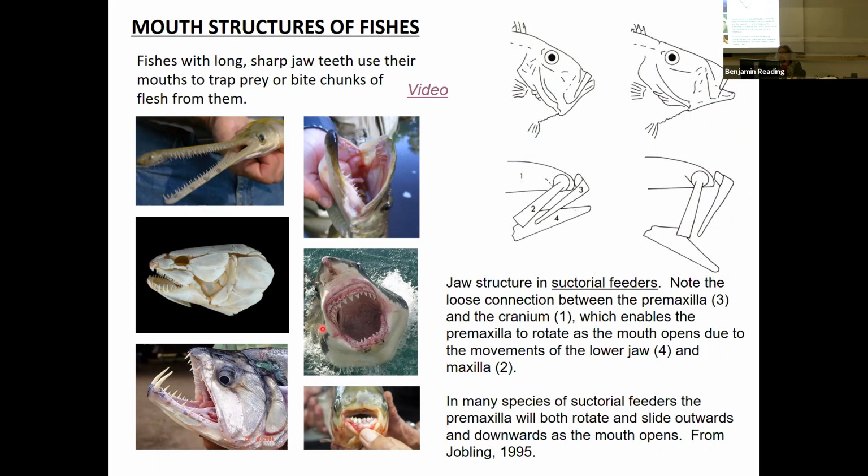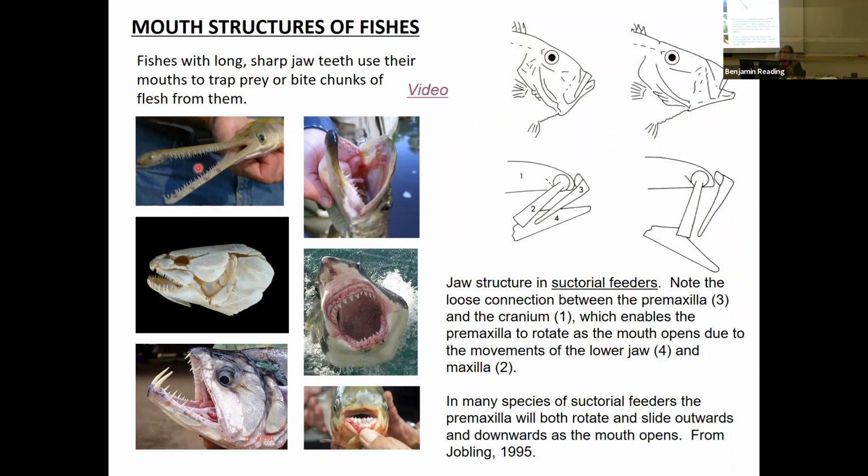Here's a great white, designed to bite chunks out of something. Here's a piranha, designed to bite chunks out of something. Here's a pike, again designed more like the beak of a gar. It's designed to bite onto something and hold on to it so that it doesn't escape, and then it will slowly work that thing into its throat to swallow it whole.